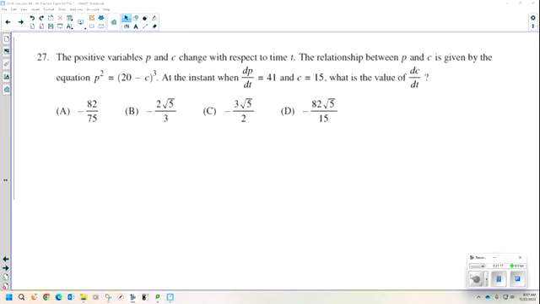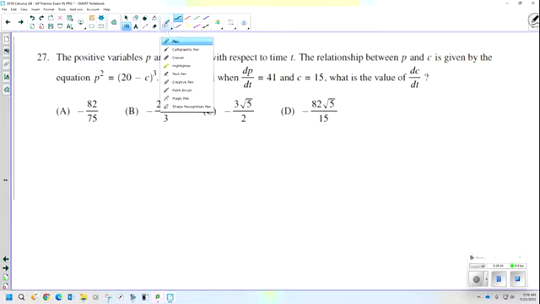Choice D. Number 27. The positive variables P and C change with respect to time. The relationship between P and C is given by the equation P squared equals 20 minus C all cubed. At the instant dP dt is 41 and C is 15, what is the value of dC dt?